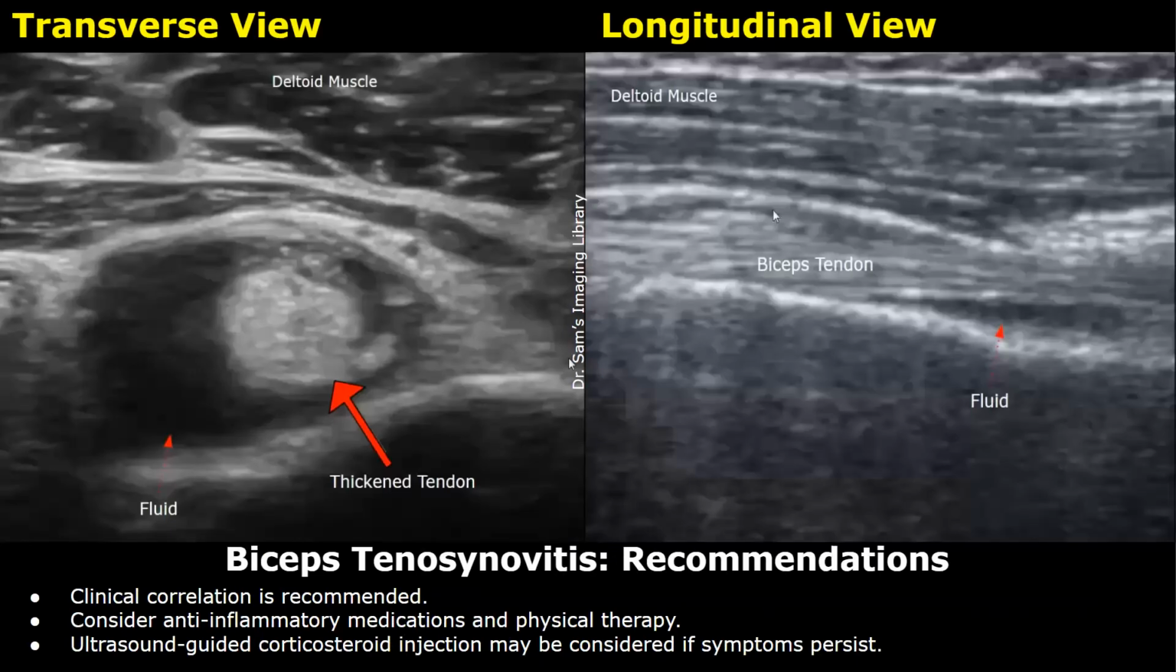Clinical correlation is recommended. Consider anti-inflammatory medications and physical therapy. Ultrasound-guided corticosteroid injection may be considered if symptoms persist.